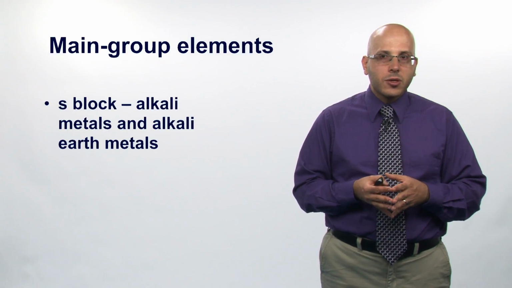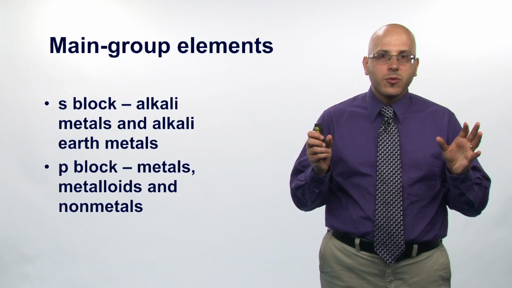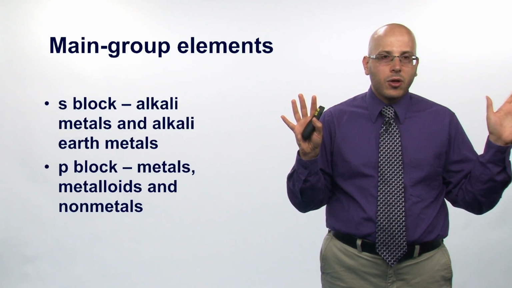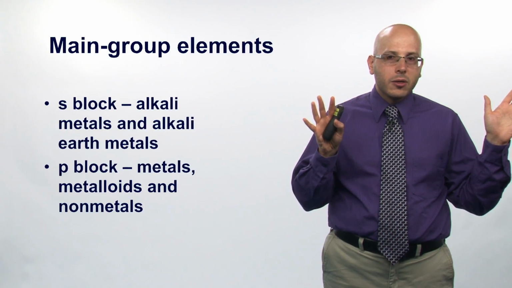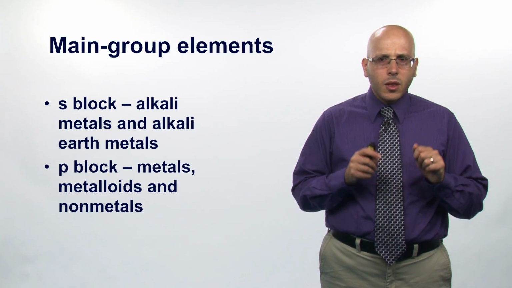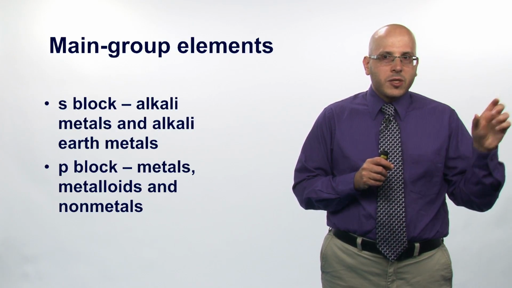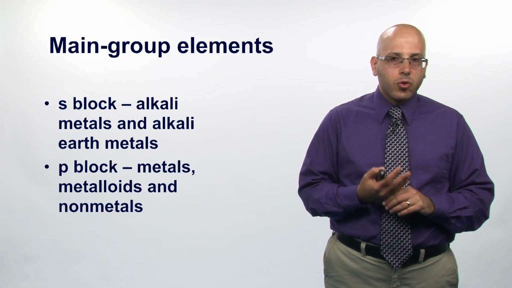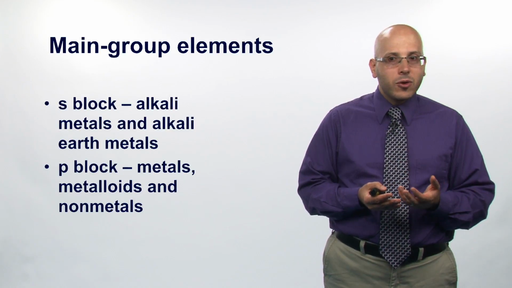The reason these are called the main group elements is because these are the ones that are at the extreme ends of the periodic table, all the way on my left and all the way on my right. The way to read the periodic table is that all of the s block have valence electrons in the s orbitals, and all of the p block have valence electrons in the p orbitals.